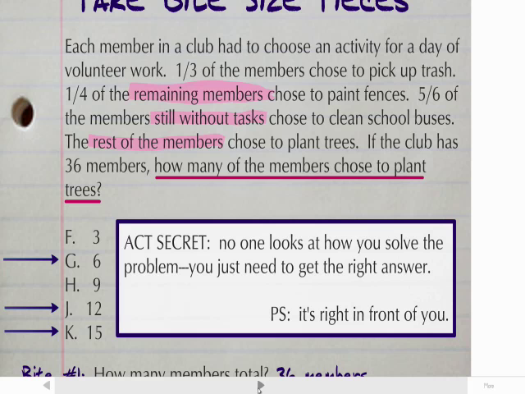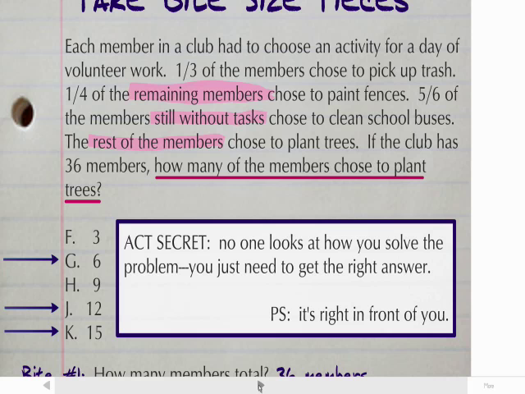Here's an ACT secret. No one looks at how you solve the problem. You just need to get the right answer. On CSAPs, you had to explain how you came to the answer in the problem. And that's quite difficult. Here, all they care about is the bubble is filled in completely. And by the way, the answer is right in front of you.